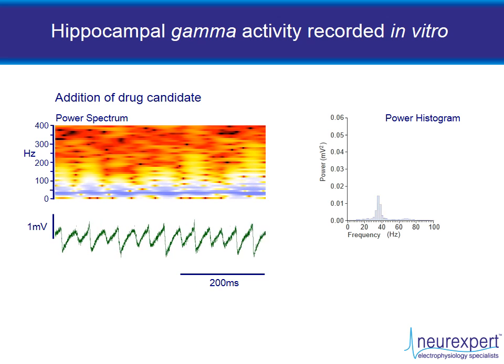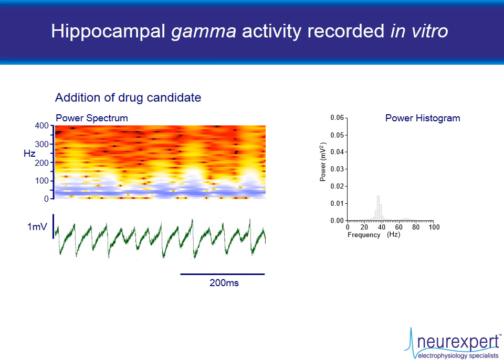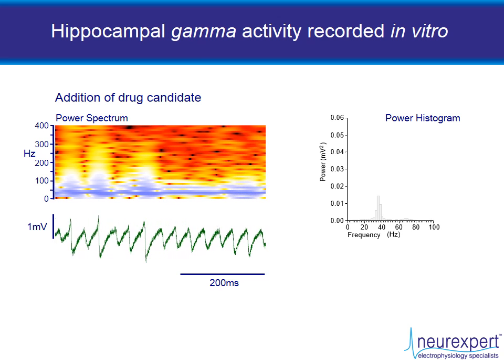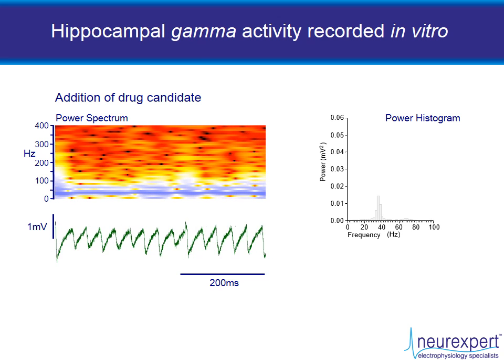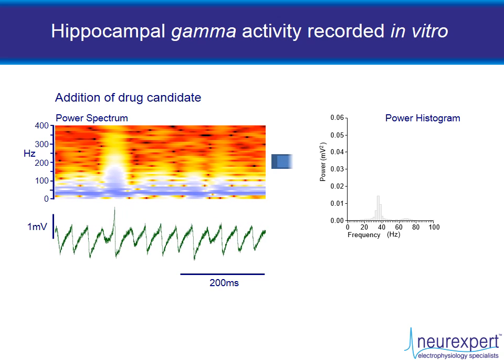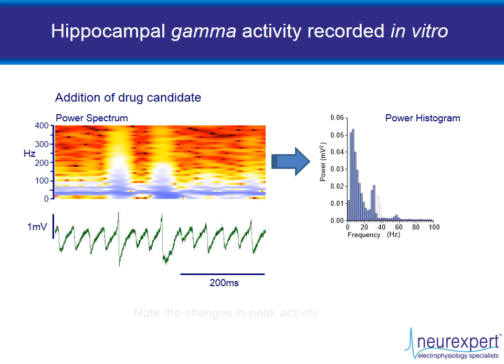It is possible to investigate the effects of endogenous neurochemicals or drug candidates on this electrical activity. Shown here is activity recorded from the same brain slice, but in the presence of a drug that is known to modulate excitatory synaptic transmission. This drug causes a substantial change in the rhythmic activity.